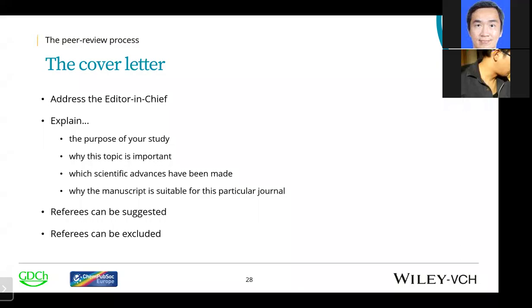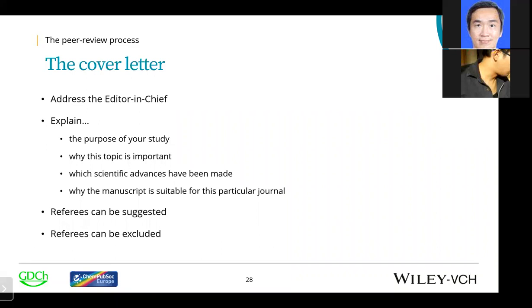the editor-in-chief's name. So just don't leave it alone, so that the editors of a journal will see that the cover letter was actually addressed to the editor-in-chief of another journal. And of course, the cover letter is a very useful space for authors to explain to editors the purpose of the study and the importance of the work.